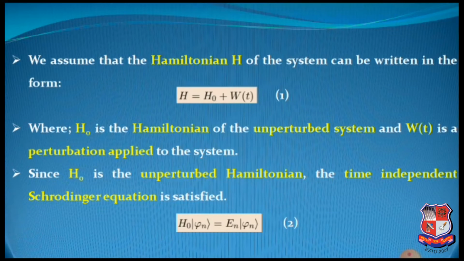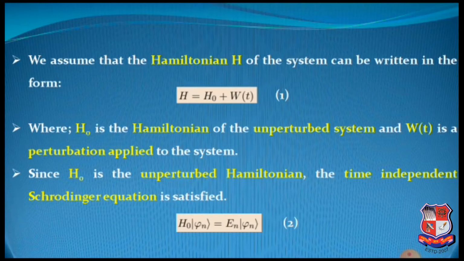So, in order to initiate the theory, we will start with the Hamiltonian equation. We assume that the Hamiltonian H of the system can be written in the form H is equal to H0 plus W(t). This is equation number 1, where H0 is the Hamiltonian of the unperturbed system and W(t) is the time dependent function of the perturbation applied to the system.